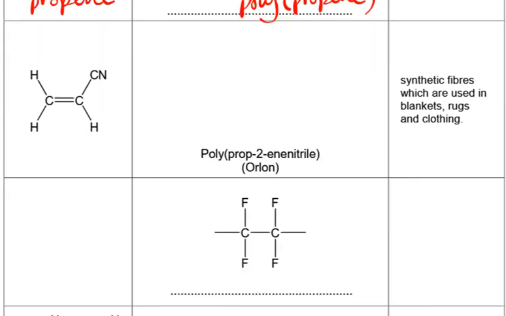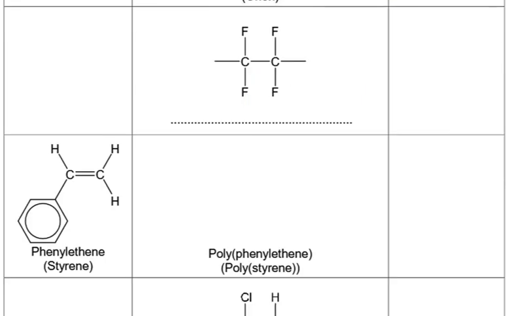Exactly the same process with the next one. So we'll draw our monomer. It's a nitrile group this time. Again, lose the double bond, trailing bonds. It's the other way around in this next example. So we want to just show the repeat unit again.